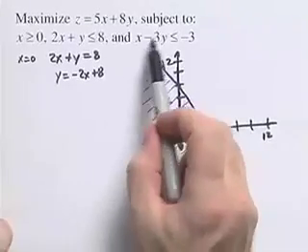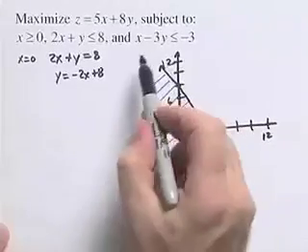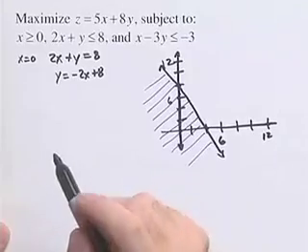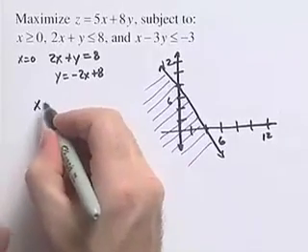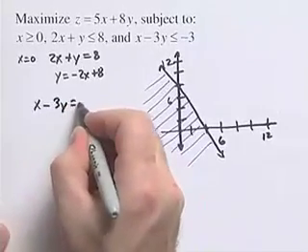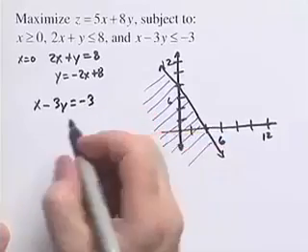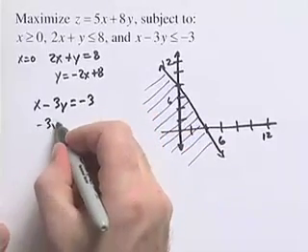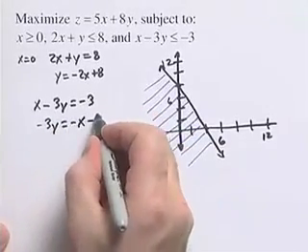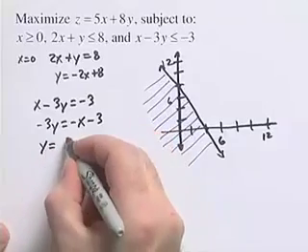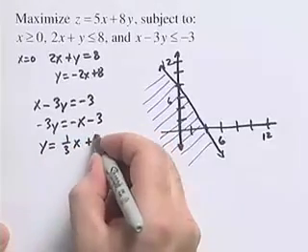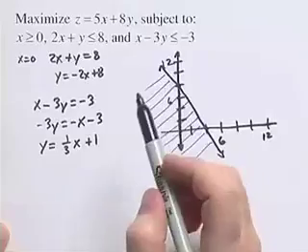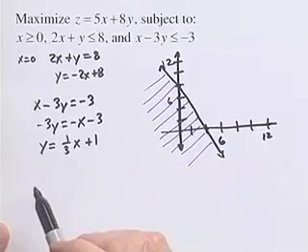Next, we're going to look at our last inequality constraint. We have x minus 3y is less than or equal to negative 3. If we consider that as an equation, x minus 3y equals negative 3. Again, we're going to solve for y. Negative 3y equals negative x minus 3. y is equal to 1/3 x plus 1. Inequality is non-strict, so we're going to graph this line with a solid line.